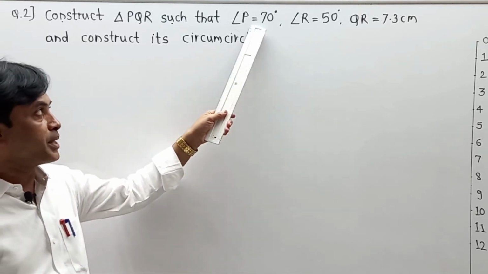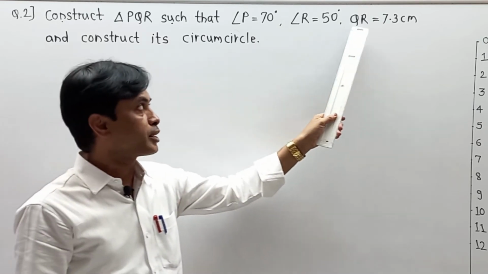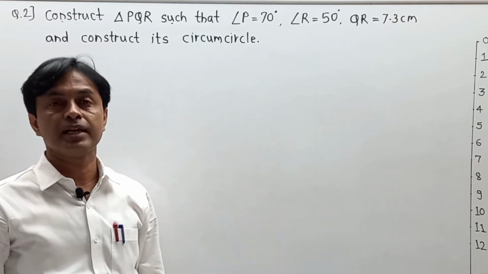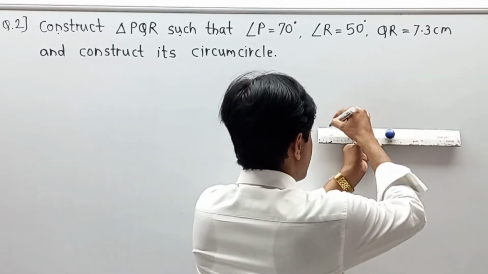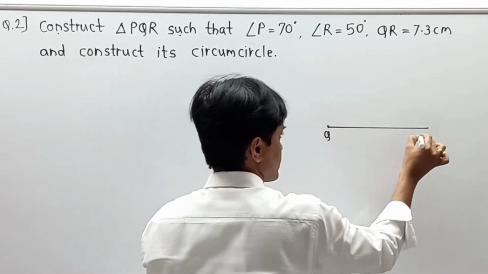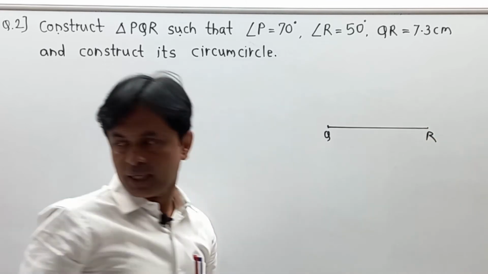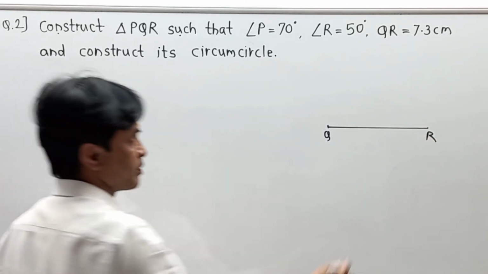They have given angle P as 70 degrees and angle R as 50 degrees. These are the two angles, but QR is 7.3. Naturally it will act as the base. So here I am going to draw a rough diagram first. Let us say QR is the base. Now this QR is 7.3 centimeters as per the given condition.